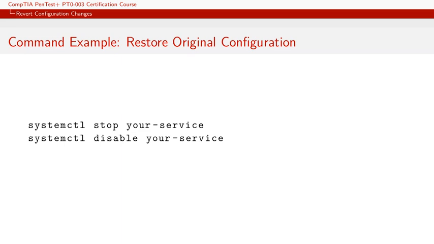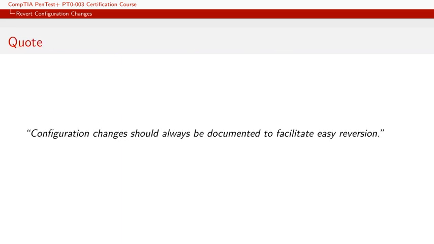Here we have an important quote to reinforce our previous discussion on reverting configuration changes. Configuration changes should always be documented to facilitate easy reversion. This emphasizes the significance of maintaining a detailed record of any alterations you make during your penetration testing activities. Proper documentation ensures that you can efficiently revert systems to their original state, minimizing disruptions and maintaining operational integrity.